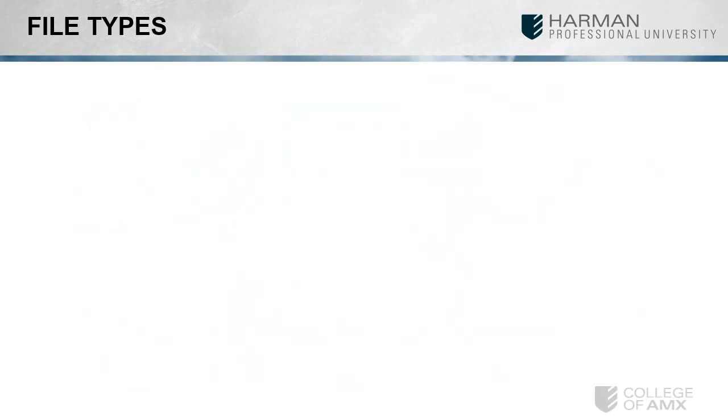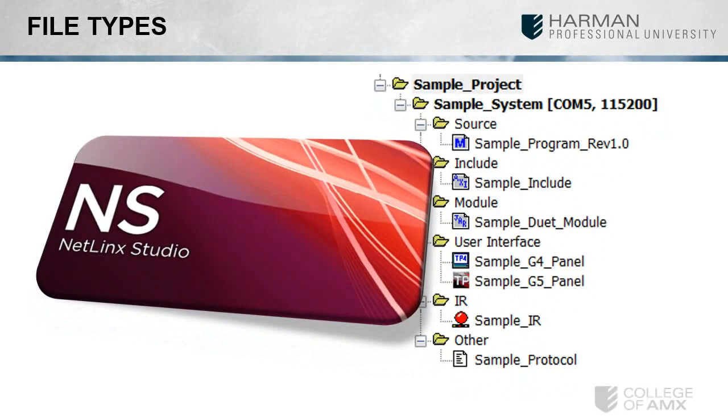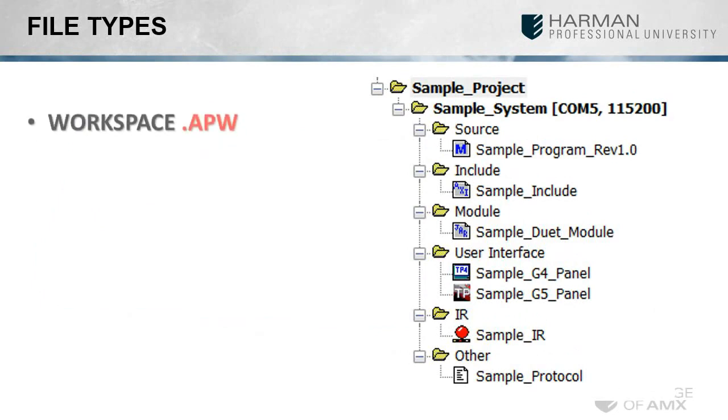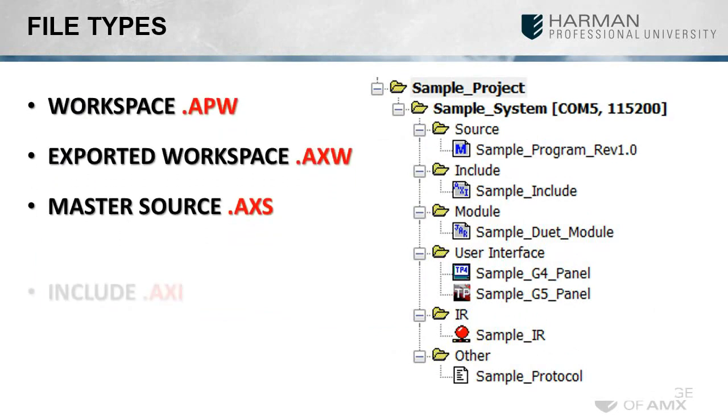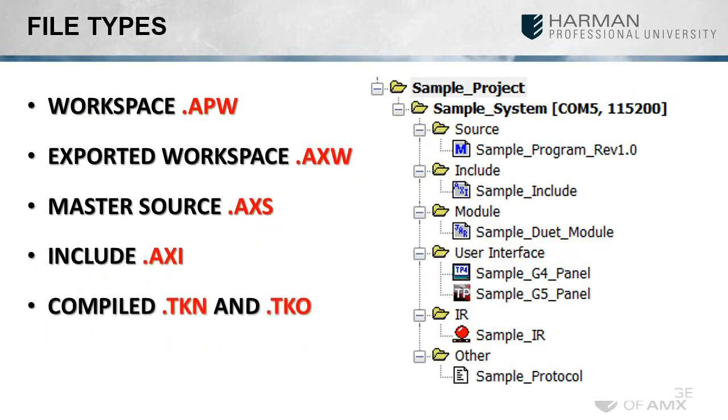As we know, Netlink Studio is an application for programming and maintaining entire AMX control systems. Netlink Studio supports Netlink system programming, but further to that, it makes it easy to manage all of the files associated with an entire control system into one centralized location. So let's first look at the file types that are native to Netlink Studio. These are the following: AXW, APW, AXS, AXI, TKN, and TKO.